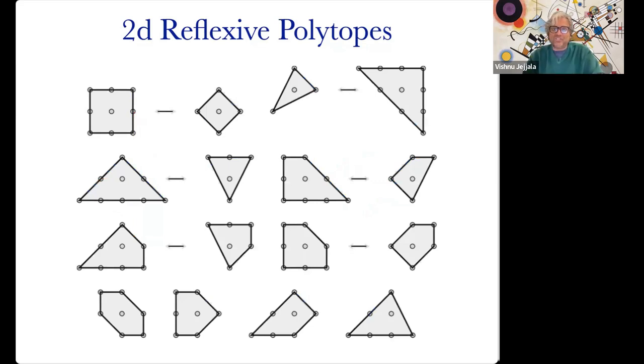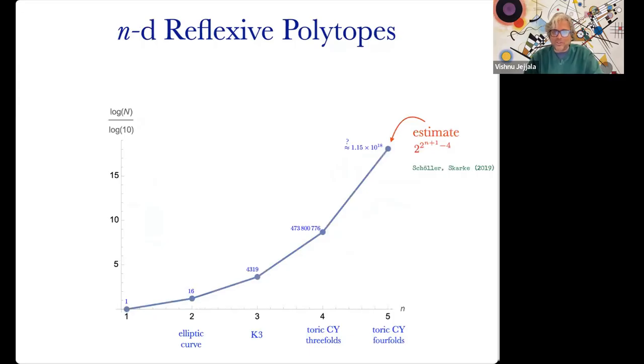The complete list is 16 of these in 2 dimensions. And we don't know, as I said, how many there are in higher dimensions. An estimate may be 10 to the 18 in 5D. So you'll never have a complete list of these. It's just too much data to even store.